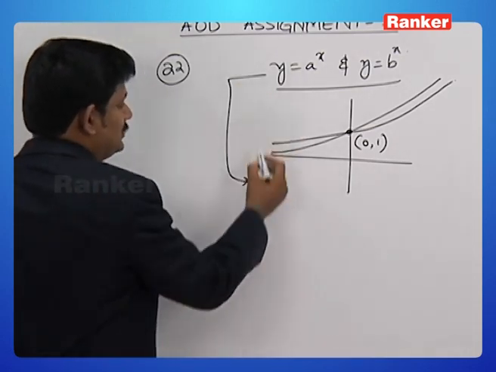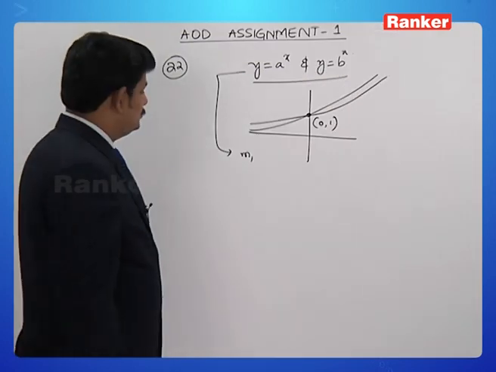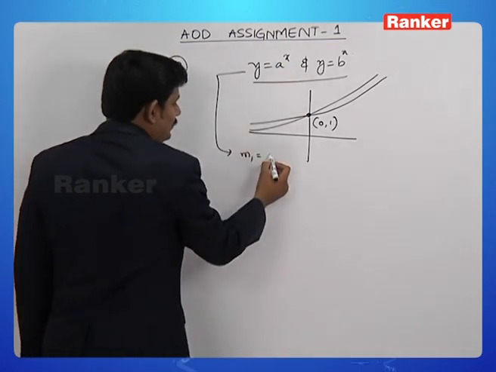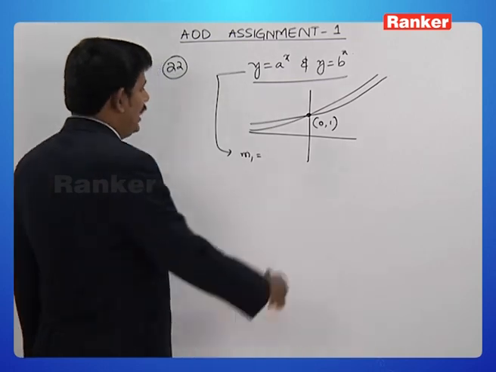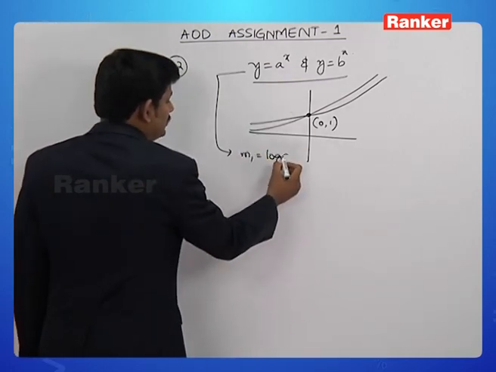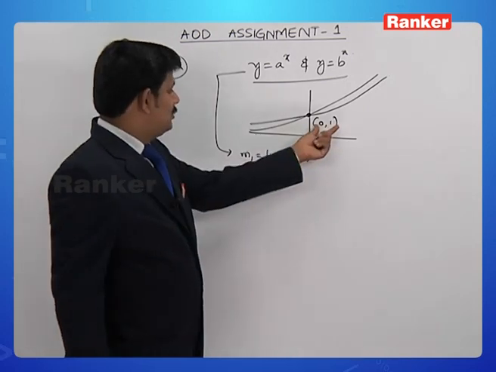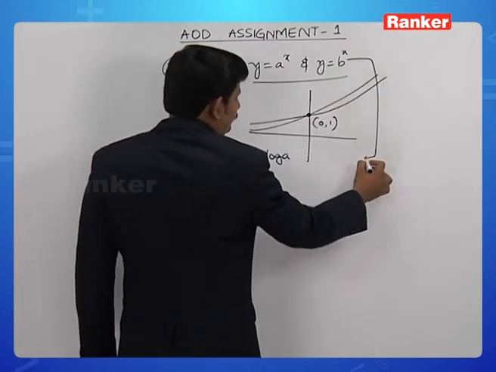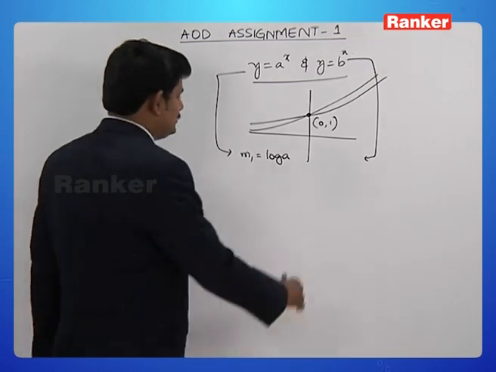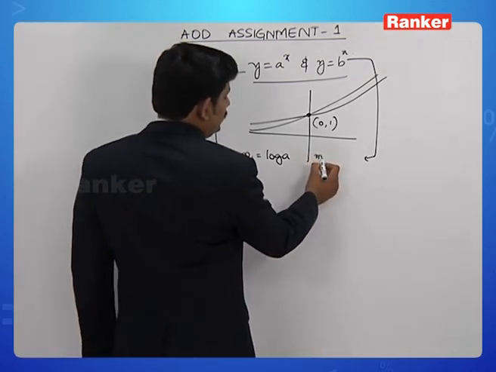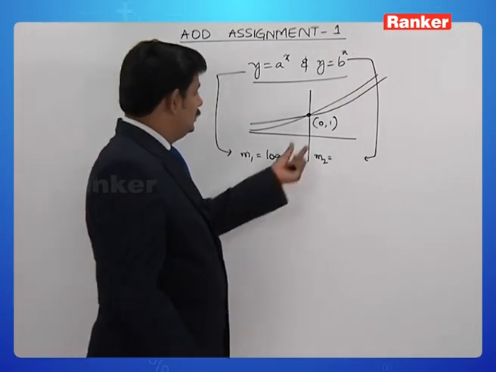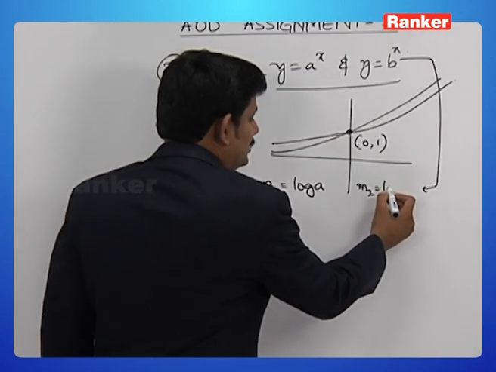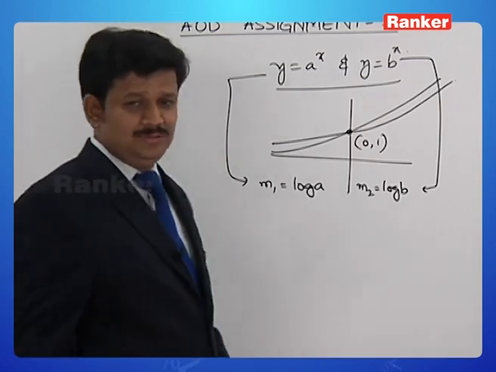Differentiating the first curve, dy by dx, slope of tangent, let it be m1, dy by dx at (0, 1). Differentiating a power x, we have a power x log a, and when x is 0, it will be simply log a. So, derivative at (0, 1) for the curve y is equal to a power x is log a. And for the curve y is equal to b power x, y dash is b power x log b, slope of tangent m2 is dy by dx at the point (0, 1). So, b power x log b, when we put x equal to 0, becomes log b.